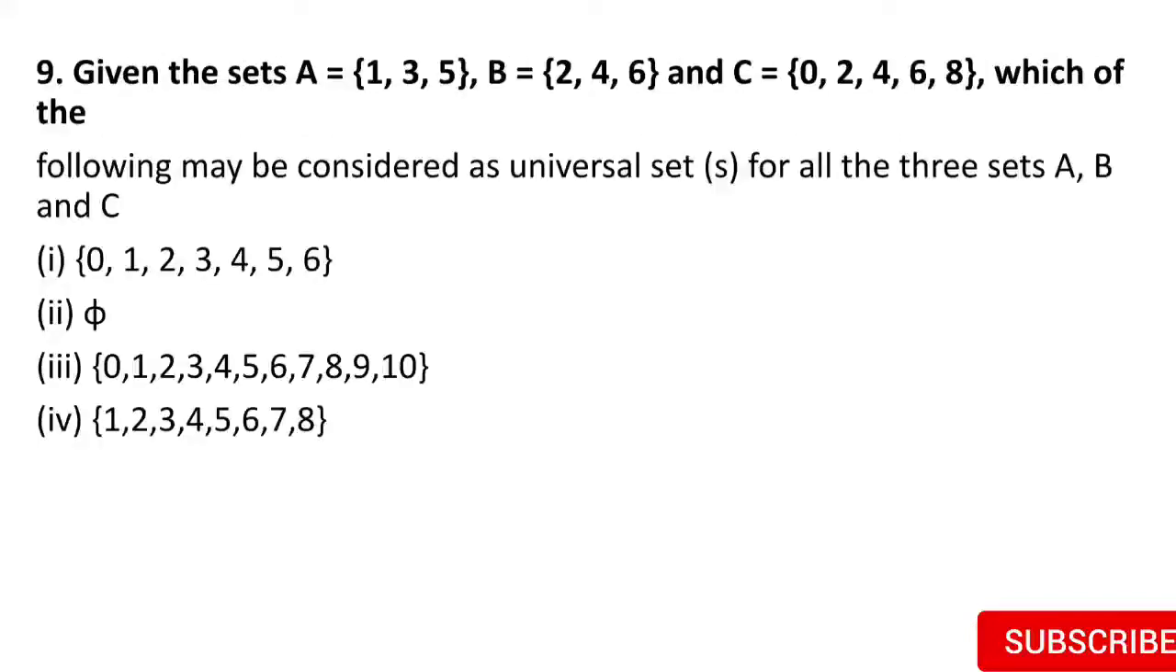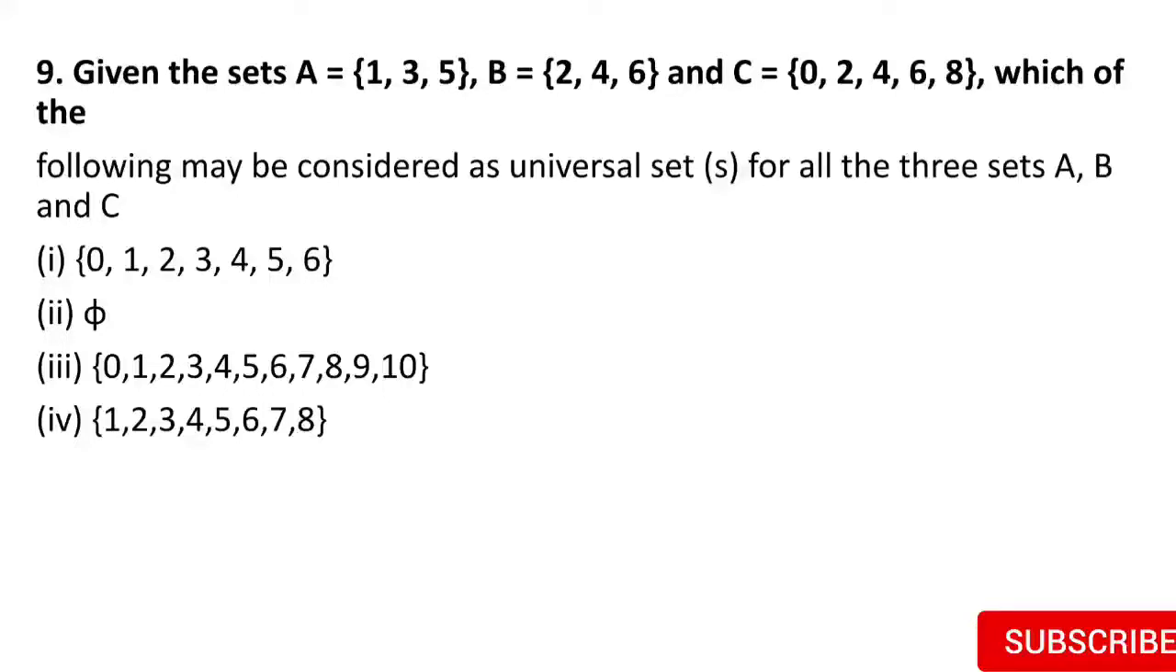Now see the next example. Given the set A contains elements 1, 3, 5, set B contains elements 2, 4, 6 and C contains 0, 2, 4, 6, 8. Which of the following may be considered as a universal set for all three sets A, B and C? So here set A is a subset of the universal set, B is also a subset of the universal set and C is also a subset of the universal set. That means every element of sets A, B, C is a member of the universal set.